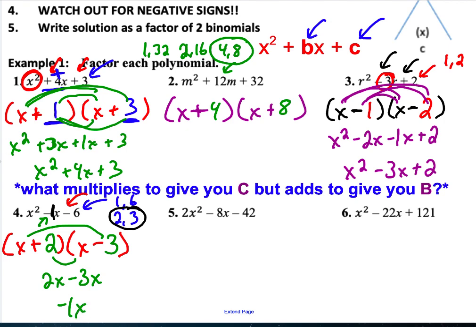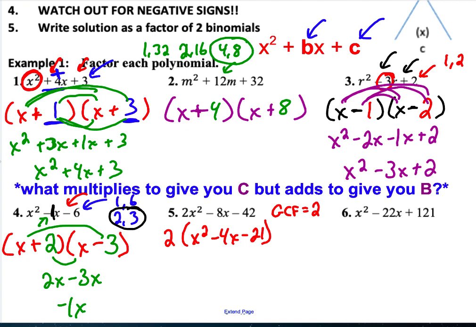Okay? All right, so number 5 is going to look a little bit different. Notice how it's not just x squared. I've got a 2 there. Well, think about what we did in an earlier lesson. Is there something that I could divide out of all 3 of those terms? Well, they all have a greatest common factor of 2. So I can factor a 2 out of each of them. And now I have something a little more appropriate for what I've been working on.